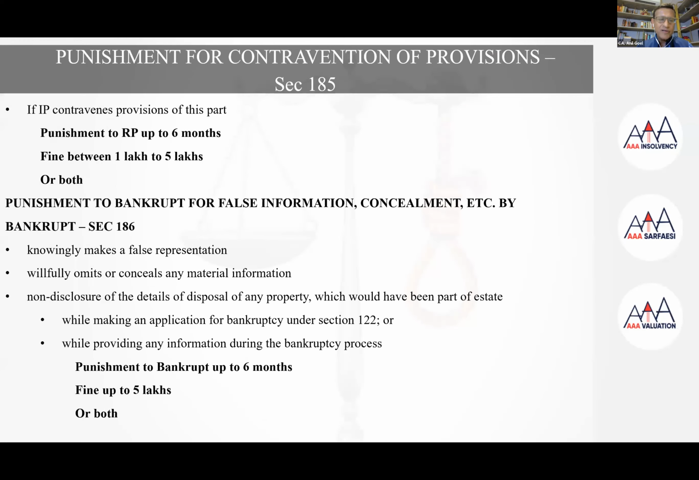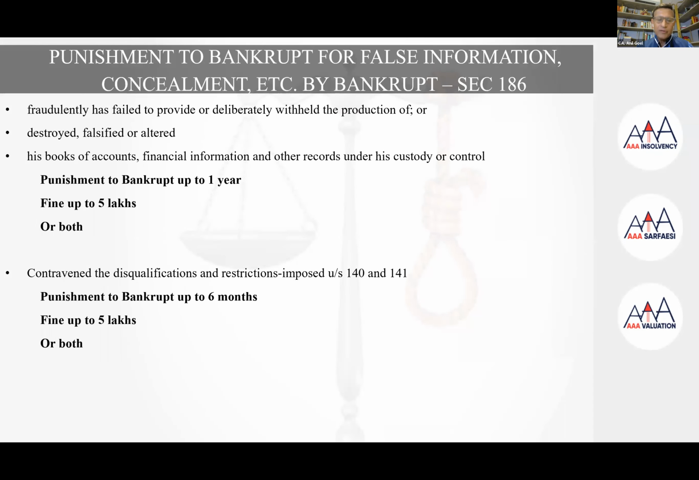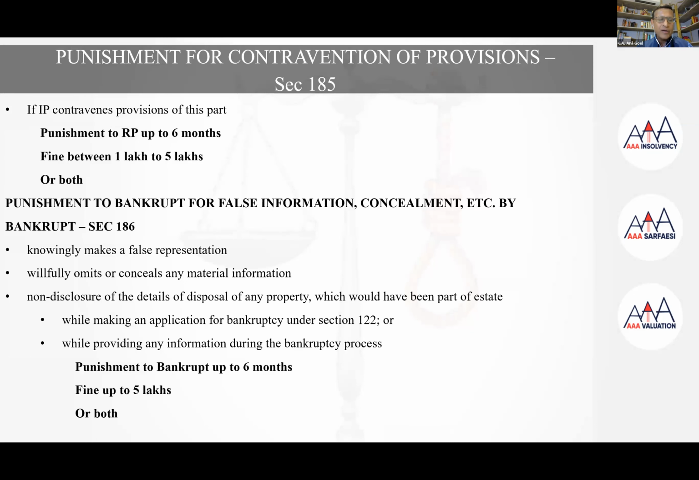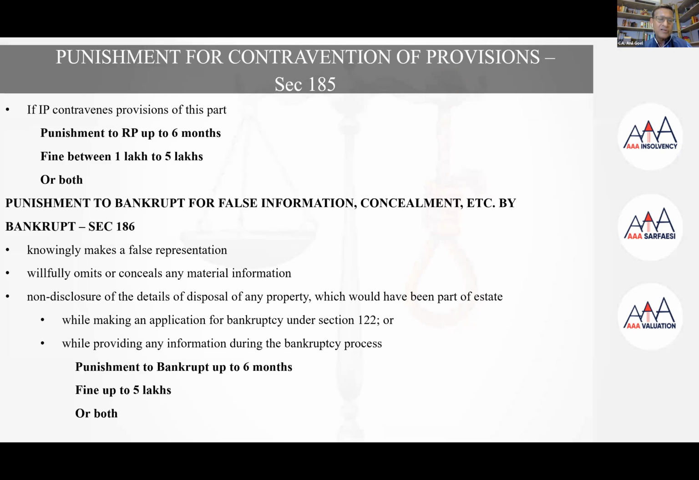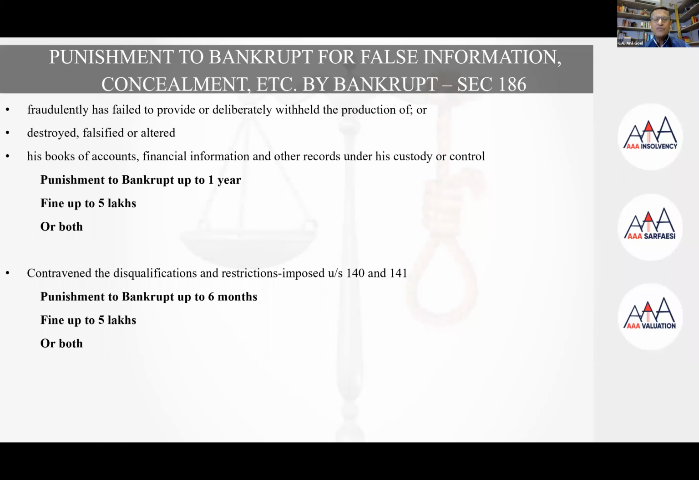Section 186 further says, because this is again coming to the bankrupt only, if the bankrupt fraudulently has failed to provide or deliberately withheld the production of, or destroyed, falsified, or altered his books of accounts, financial information, and other records. The first was basically concealing the assets or concealing the information. Now it is destroying, falsifying, altering, or withholding the production of books of accounts, financial information, and other records under his custody or control. There the punishment is 1 year or 5 lakhs of rupees fine or both.